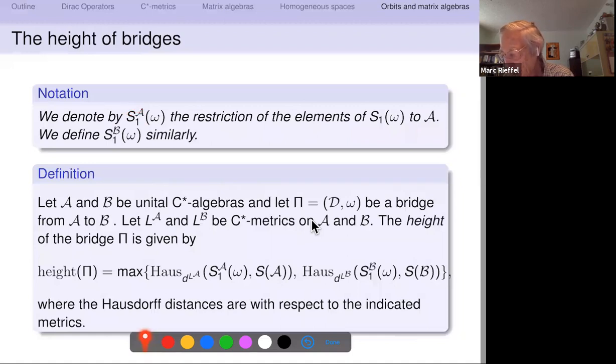And the definition in all of this setting is that the height of the bridge is gotten by looking at the Hausdorff distance, for the metric that A is equipped with, from the restrictions of these special states to the full state space. This is a certain subset of the state space, and you want the Hausdorff distance. You look at the same thing for B and just take the max of those two numbers, and that's the definition of the height.